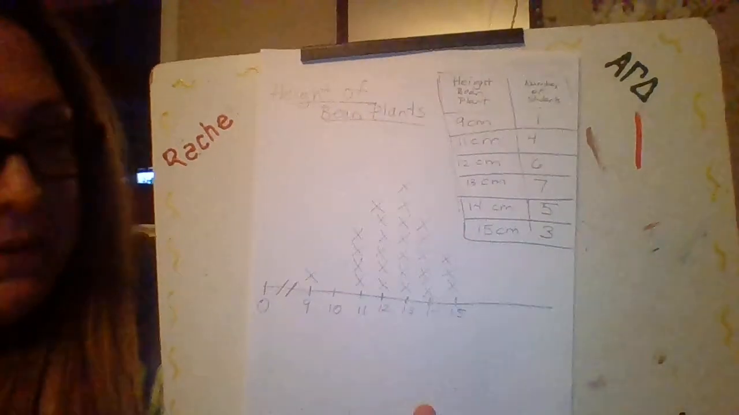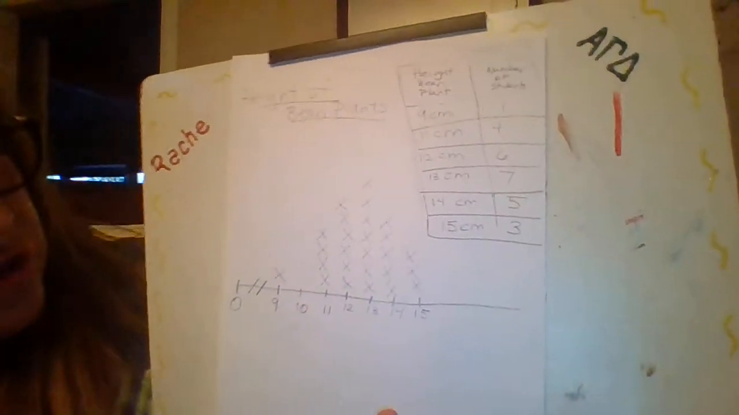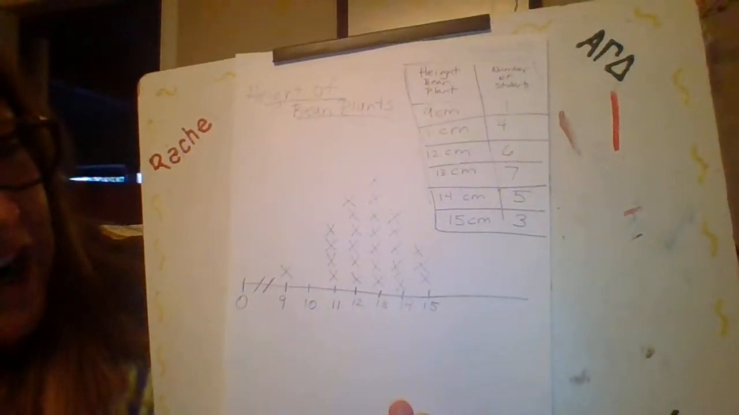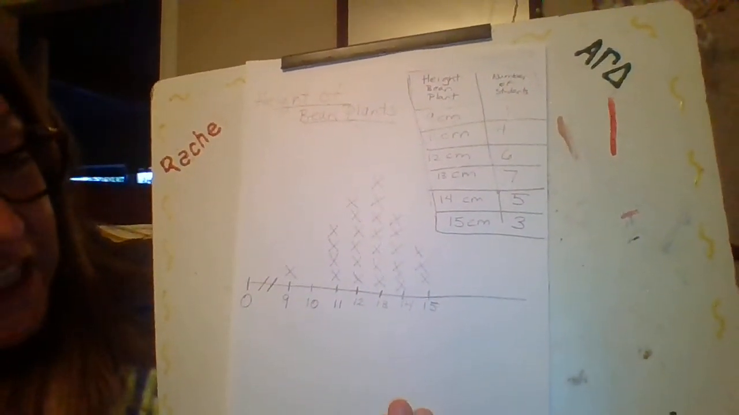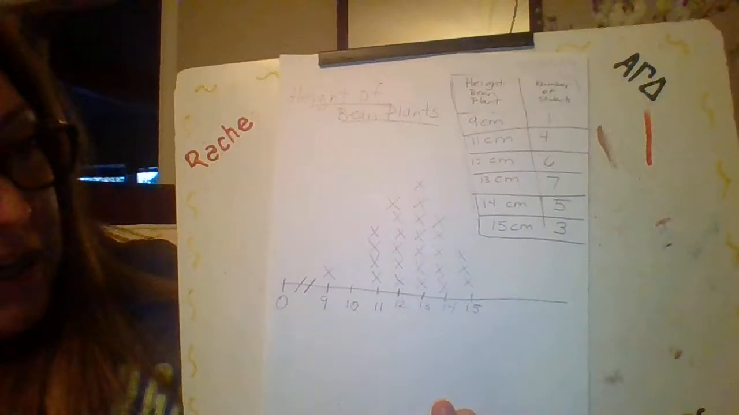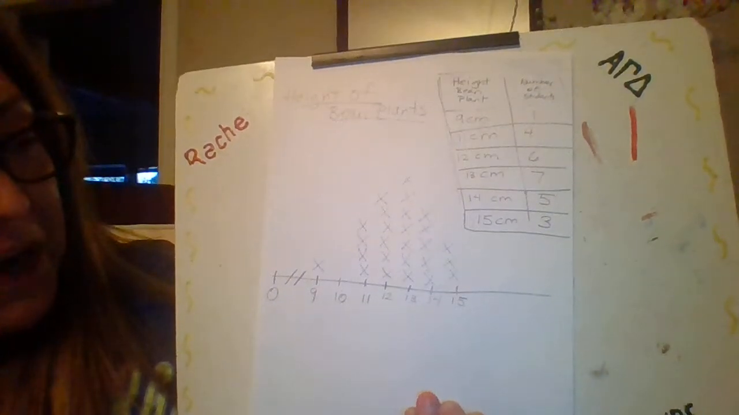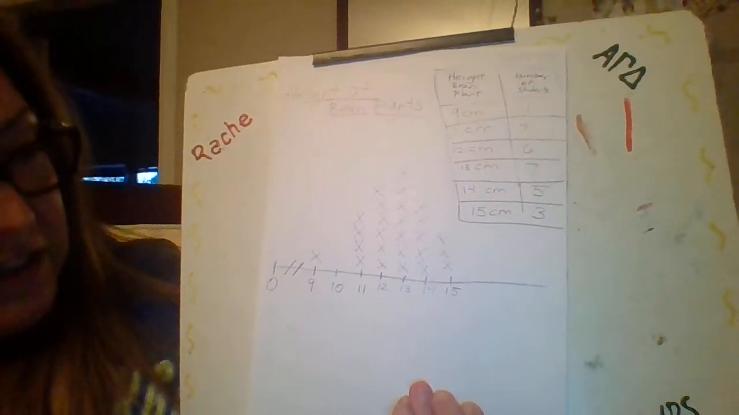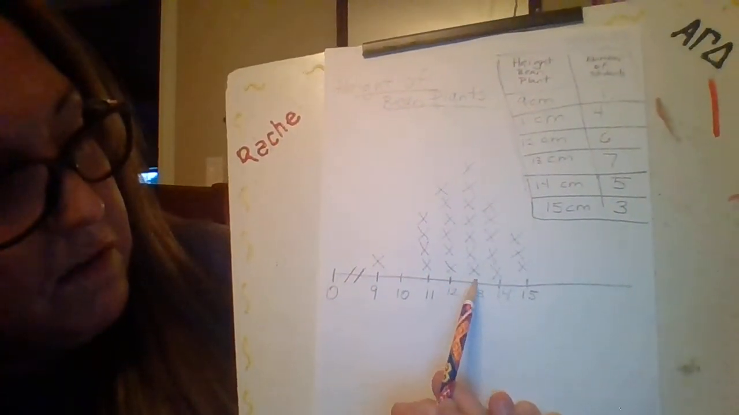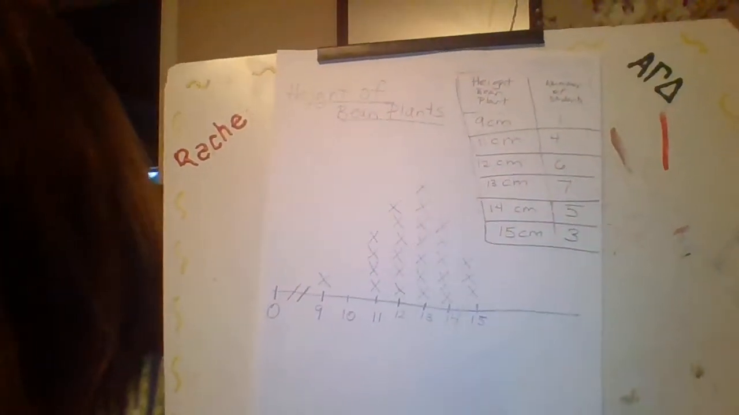See if you can get this next one. What is the difference between the tallest and the shortest bean plant? Do you know what I would do to do that? I would take the height of the tallest plant, 15, and then the height of the shortest bean plant, which is 9, and I would subtract or count up. I would go 15 minus 9, or I could count up from 9 to 15. So the difference is 6, and if you count the spaces in between, 1, 2, 3, 4, 5, 6 centimeters, you can prove that that's the difference between the two.